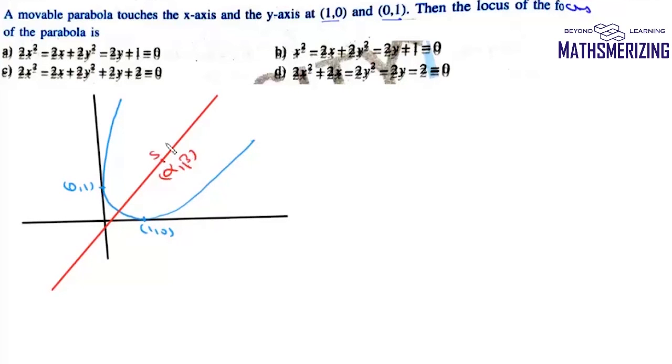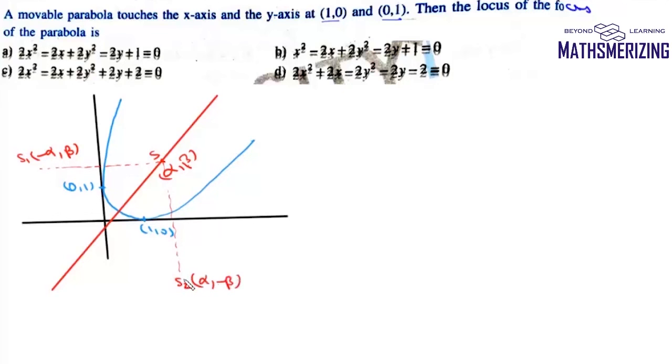Now we know the property that the reflection of the focus about any tangent to a parabola will always lie on the directrix of the parabola. So we'll take the reflection of S about this tangent, which is the y-axis. Suppose this point is S1. Its coordinates will be (minus alpha, beta). And we'll take the reflection of S about the other tangent, which is the x-axis. Then we'll get S2, which is (alpha, minus beta).